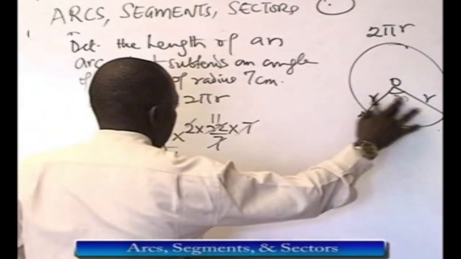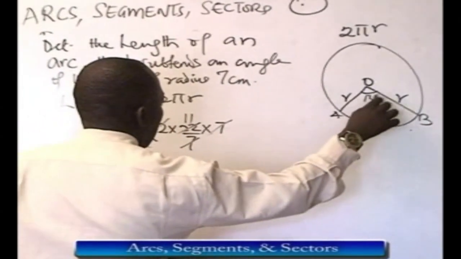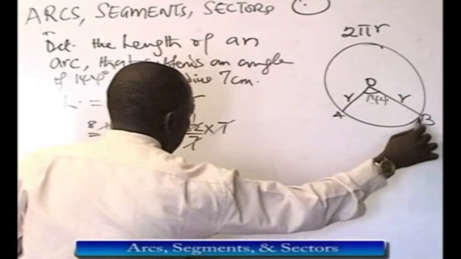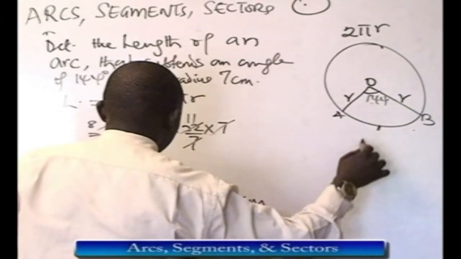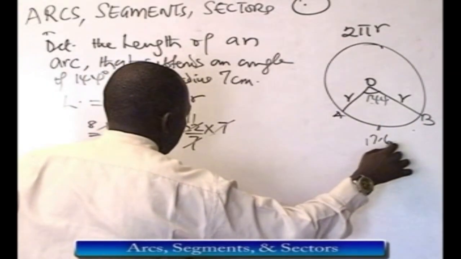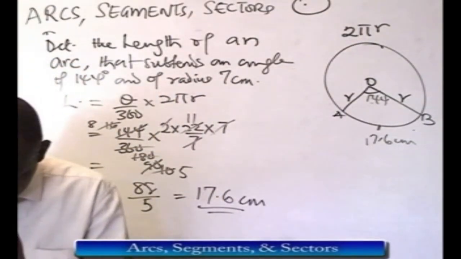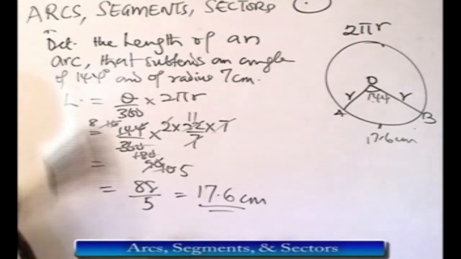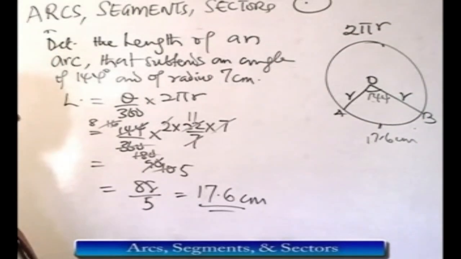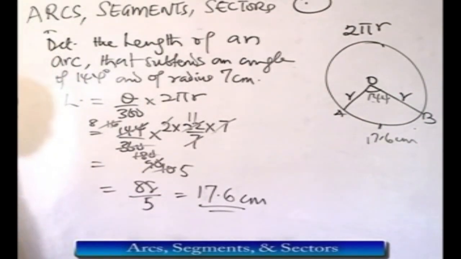Let's say, for instance, this is the angle that we're referring to. What this is saying is the whole of this length is 17.6 centimeter. So this is how to determine the length of an arc.